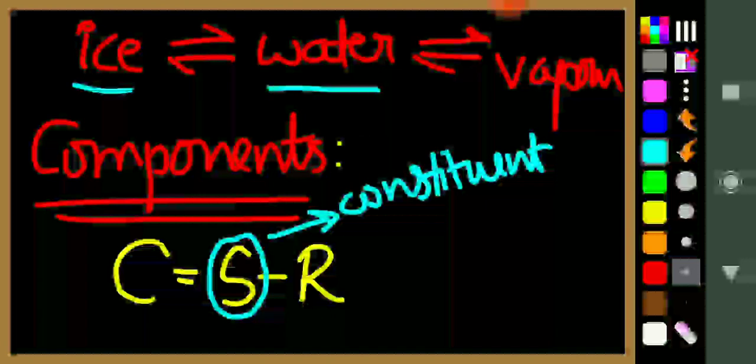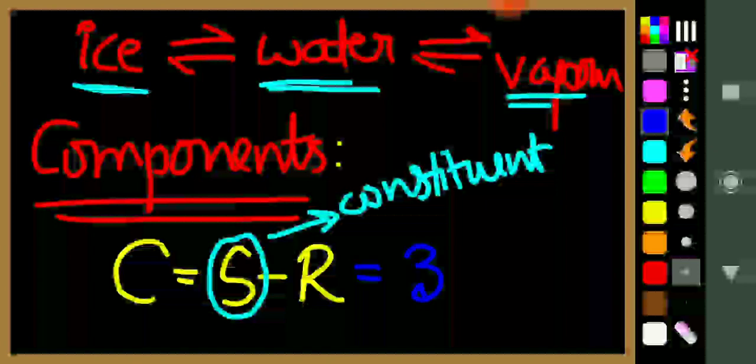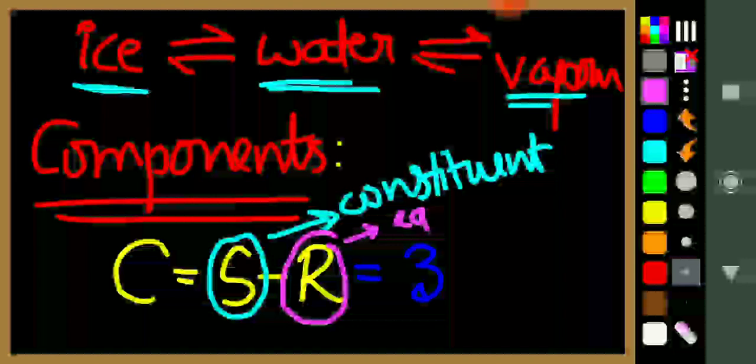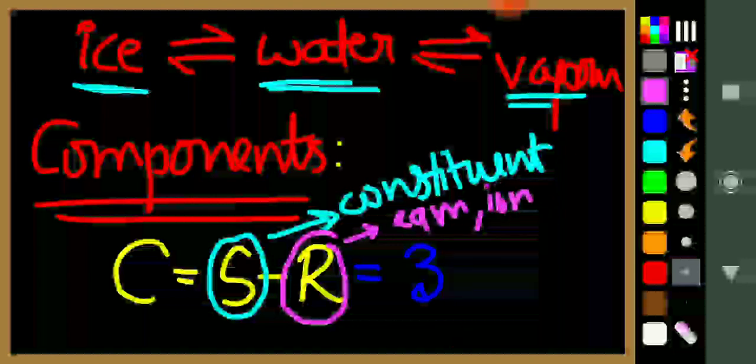In this there are three constituents: ice, water, vapor. Hence S will be 3. And what is R? R refers to equilibrium or number of ions or any condition. If there is any condition like concentrations are equal, or concentration of one is more than the other, or concentration is half the other, any condition if it is there, it counts in R.